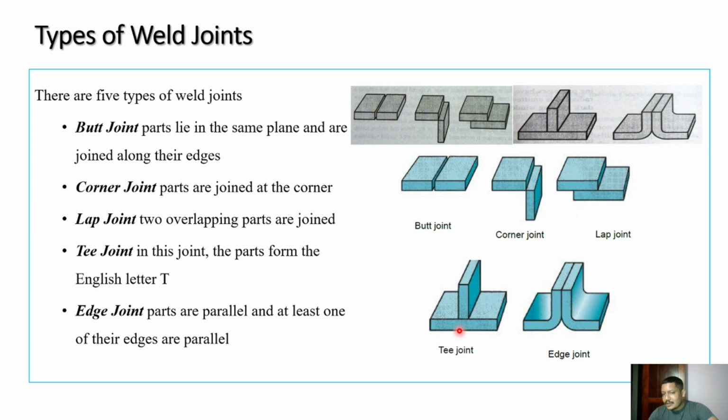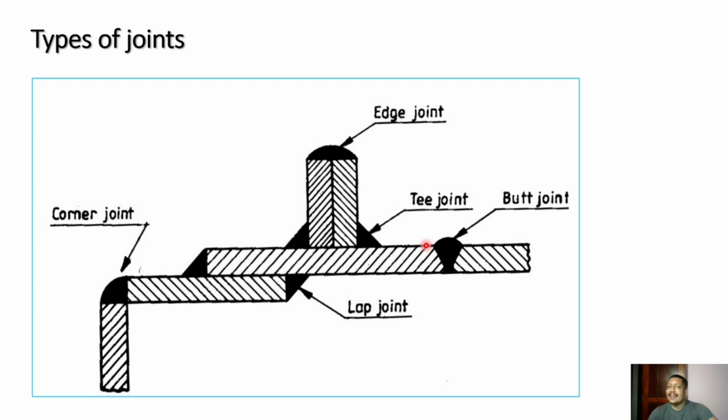The next one is called a T joint. It is in the shape of a T. Next, you bend the two sheets or two plates and perform the weld over the edge. That is called an edge joint. So basically, the welding joints are butt joint, corner joint, lap joint, T joint and edge joint.